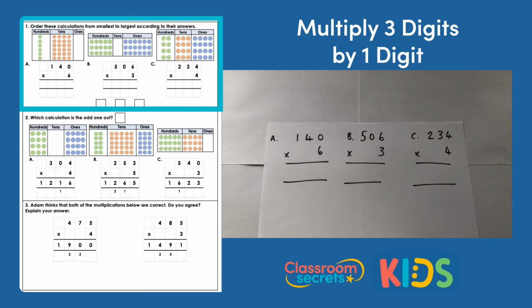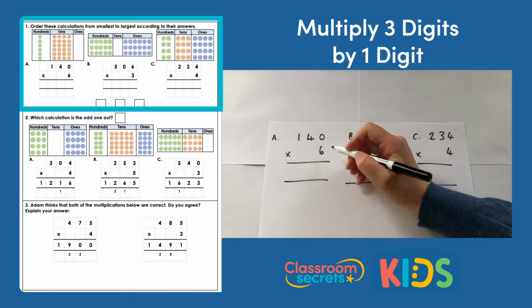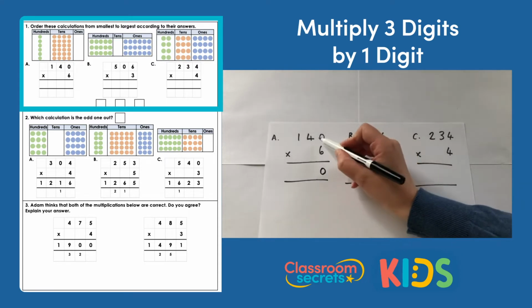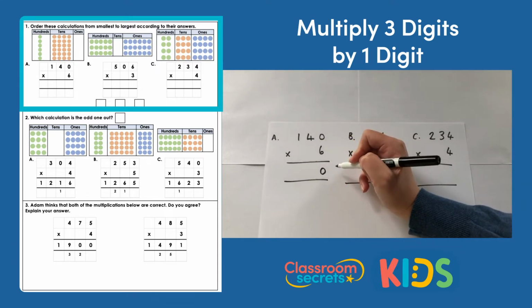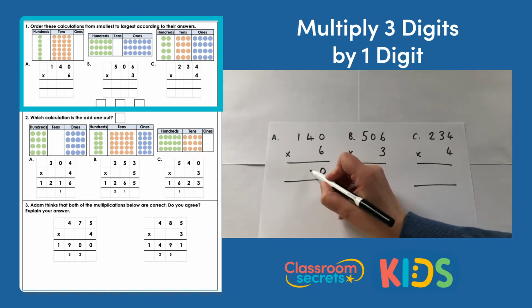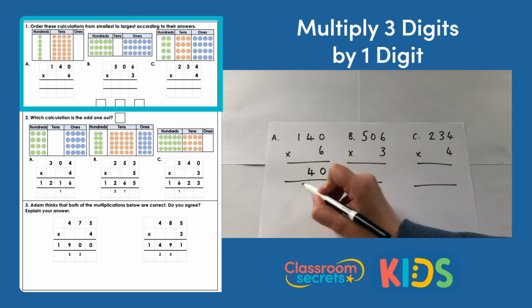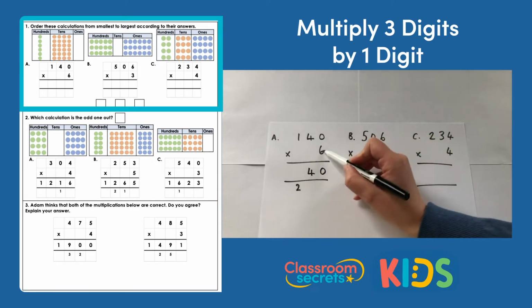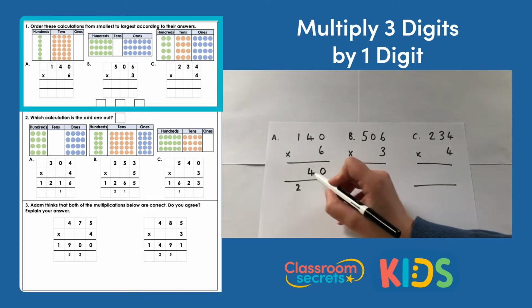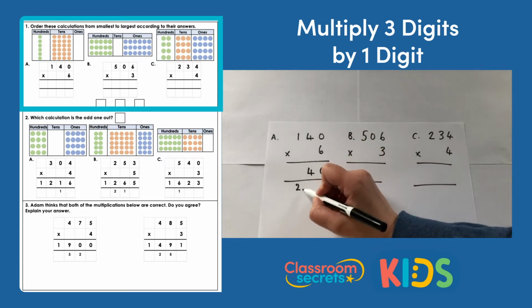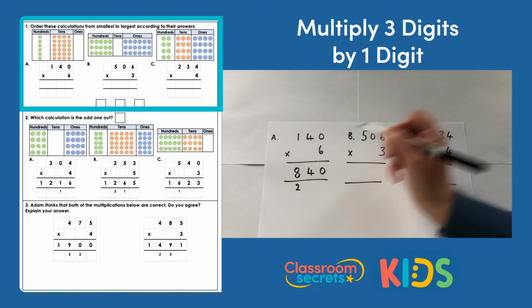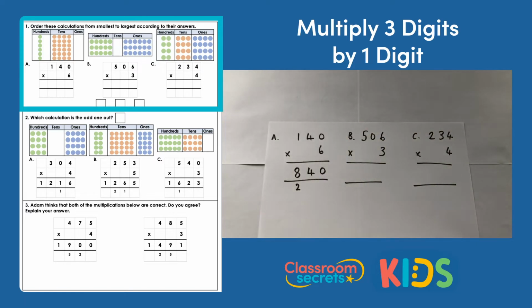First calculation then, calculation A, 140 times 6. 0 times 6 is 0, 40 times 6 is 240, so I can place my tens in the column, but I exchange the 200, and then 6 times 100 is 600, add on the extra 200, which gives me 840.